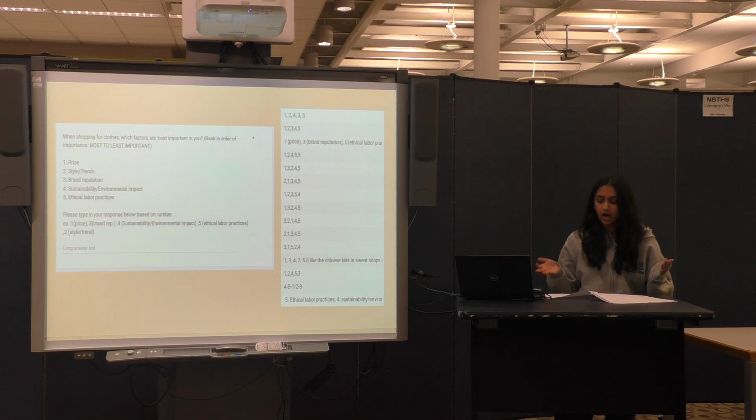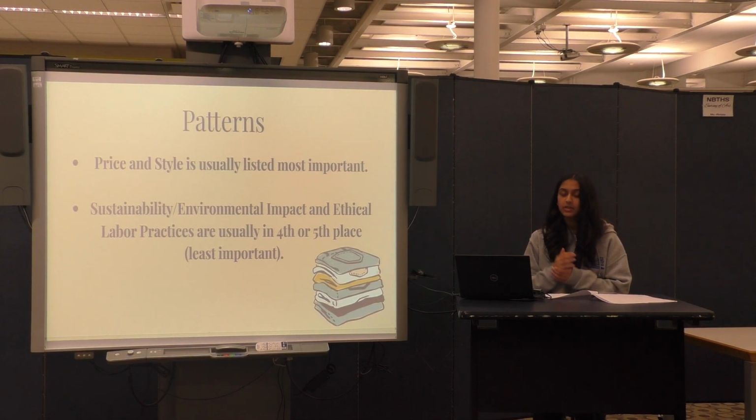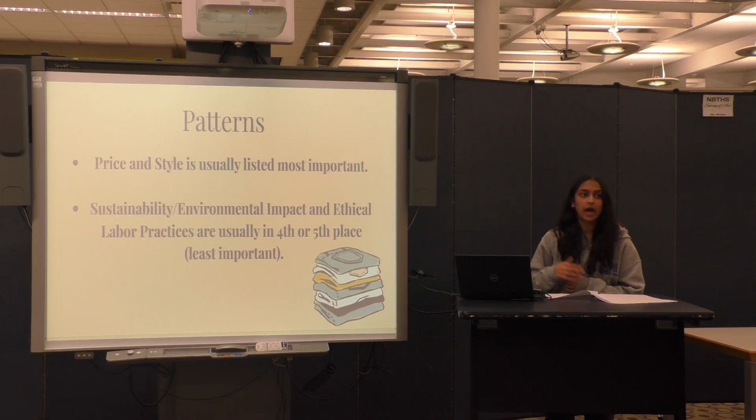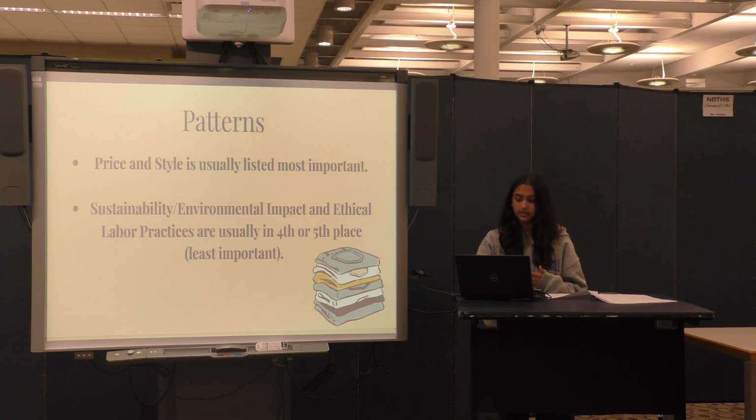So what this shows is that although fast fashion appeals due to low prices and trendy styles, a segment of consumers consciously consider sustainability and labor ethics, aligning with my hypothesis. So this is just some patterns. As I said before, price and style was usually listed most important, while sustainability and environmental impact were usually 4th or 5th place.